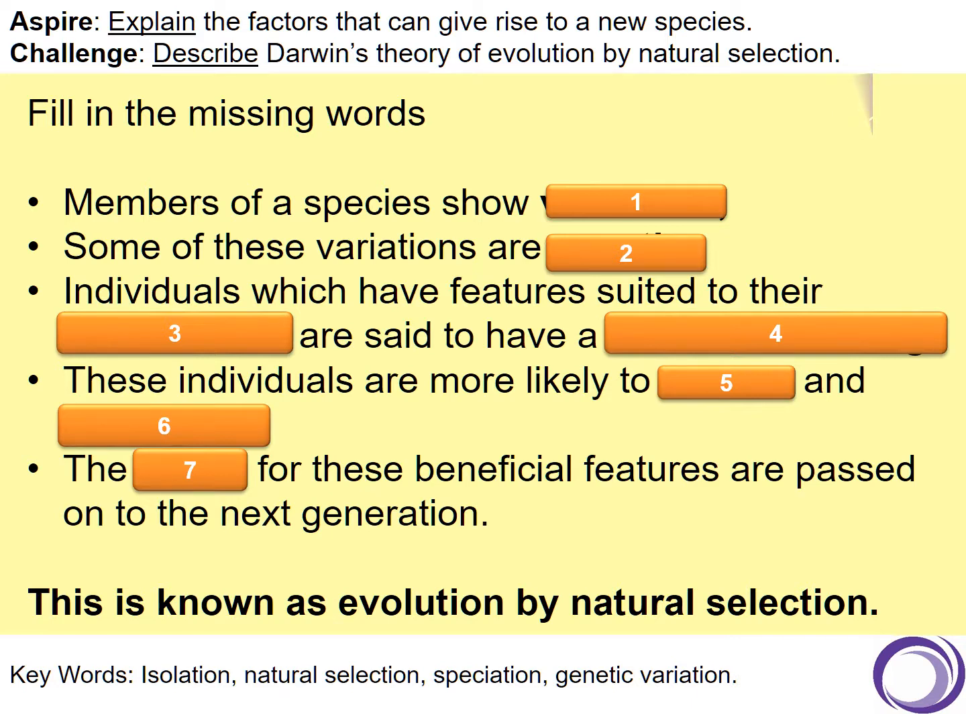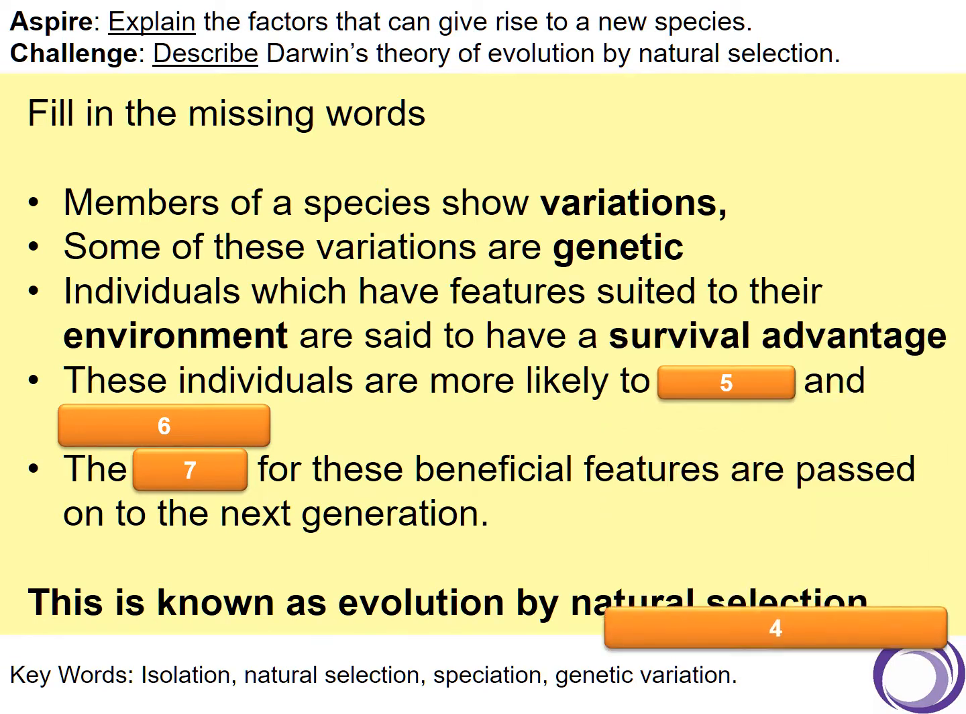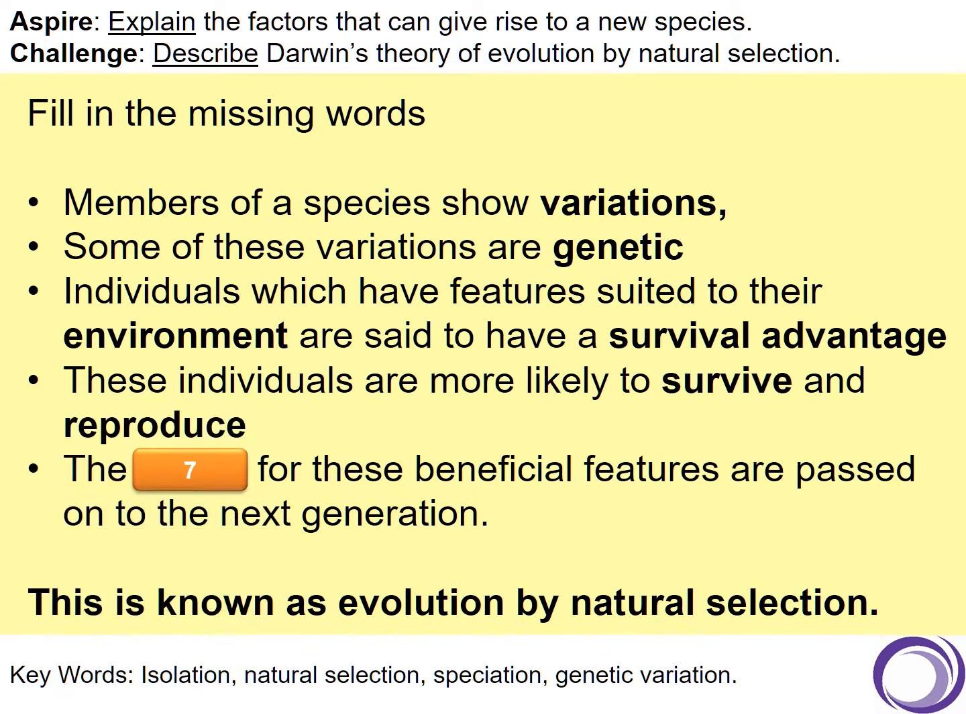Okay, how did you go on? So the first statement, members of a species show variations. Some of this variation is genetic. Individuals which have features suited to their environment are said to have a survival advantage. These individuals are more likely to survive and reproduce, and the genes for these beneficial features are passed on to the next generation.